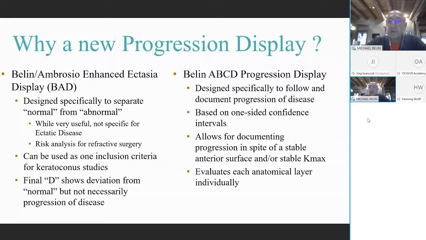It allows for documenting progression in spite of a stable anterior surface or a stable Kmax, and it evaluates each anatomical layer individually. I'll say this later, but let me say right now, one of the other advantages of the progression display is that you're able to go back and look at your older historical data. In other words, if you've had patients you've been following for a number of years, even prior to getting the new software, you can go back and analyze these patients. So you don't have to start from the time you have your new software. Your old data can be analyzed and incorporated into the progression display.